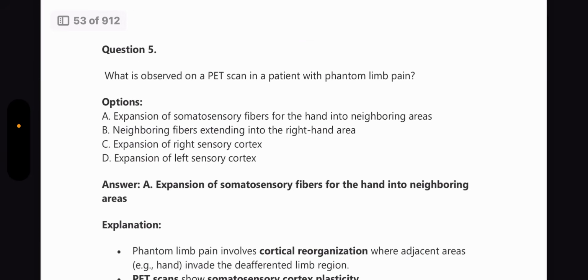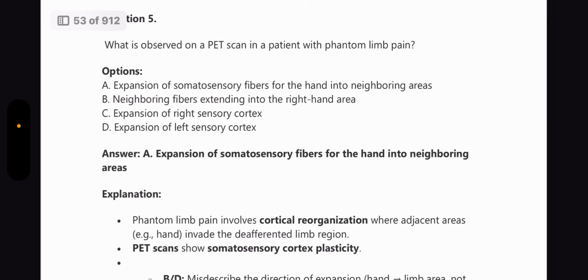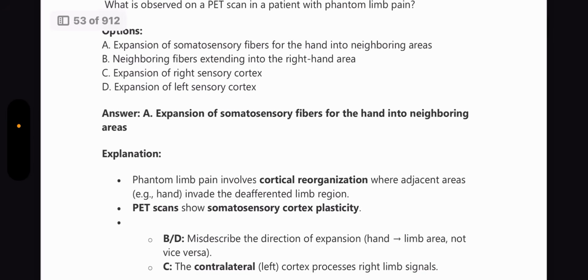Next, what is observed on a PET scan in a patient with phantom limb pain? Answer is expansion of the somatosensory fibers for the hand into the neighboring areas. So phantom limb pain involves cortical reorganization where adjacent areas like the hand invade the deafferented limb region. So PET scan shows somatosensory cortex plasticity.